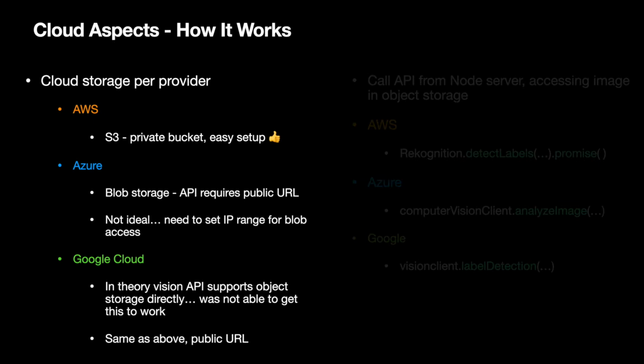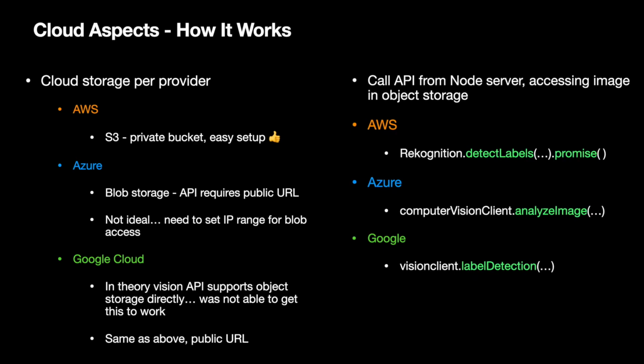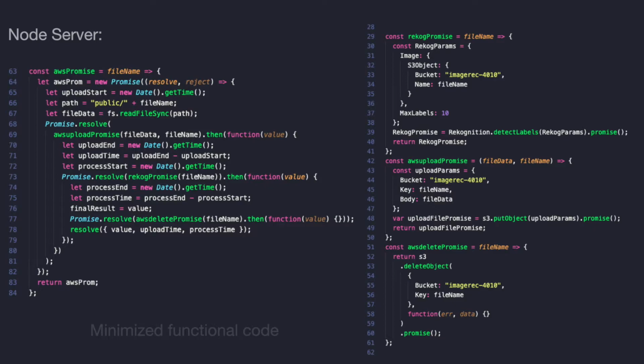This is not the end of the world in this case, since the files are deleted immediately after they're used, but it's not ideal. And then from there, getting the data needed is as simple as calling the functions in Node directly. Here's a very basic example of how to do this with AWS, for example, where we're first uploading the file to the bucket, waiting for that to complete, running the function on the file, and then finally deleting the file before resolving with the data we're getting back from the API, the upload time, and the process time.